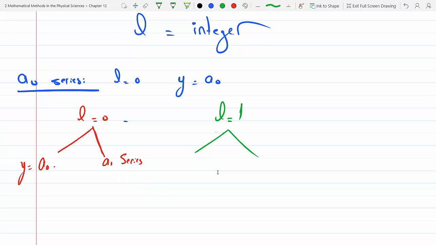So the A1 series diverges for L equals 0, but you get the A0 series. Now if L equal 1, then the A0 series diverges, and you can easily test it. And let's look at the A1 series for L equal 1.